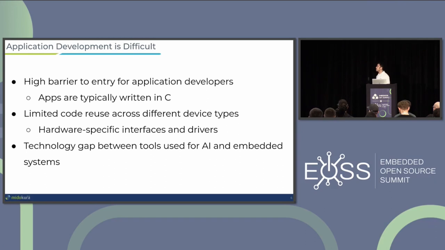Applications are difficult to develop. Well, there is a high barrier for application developers because the code is coupled to the OS, so you need to know Zephyr or NuttX or FreeRTOS. And applications are typically written in C, which, well, it's not a problem for us, but for AI developers, it can be a high barrier. Limited code reuse because you are coupled with the OS, and there are hardware-specific interfaces and drivers. And as I have introduced before, there is a technological gap between the tools that the AI developers use and the ones that are being used in the embedded systems. So we want to basically break this barrier.